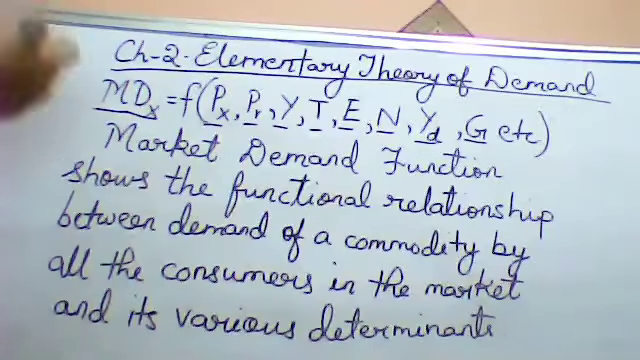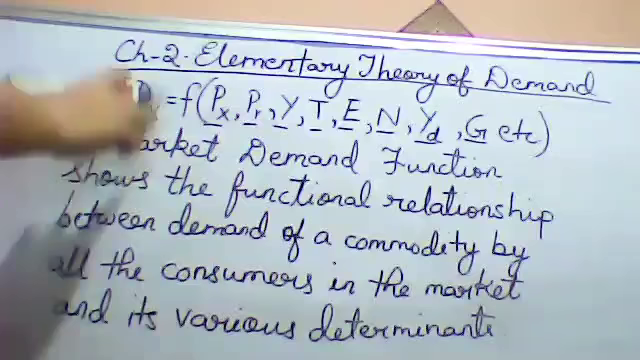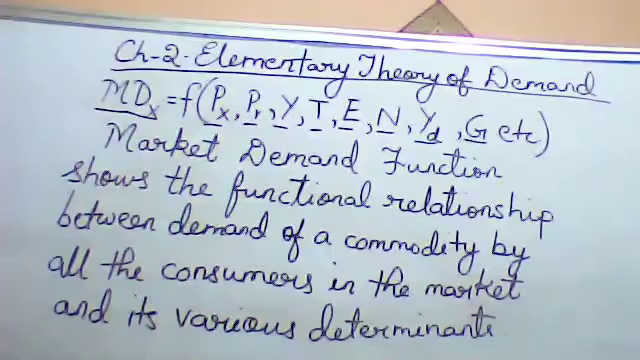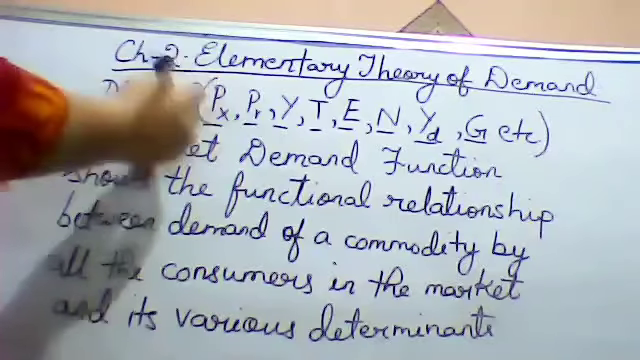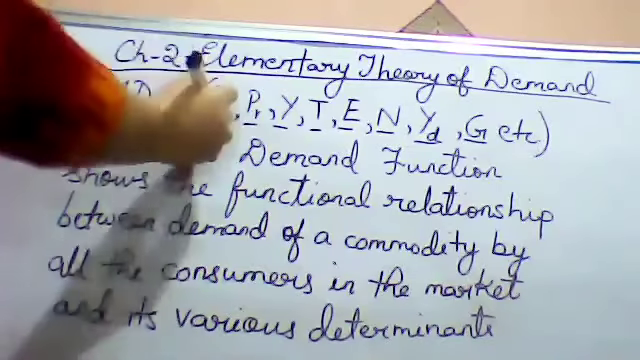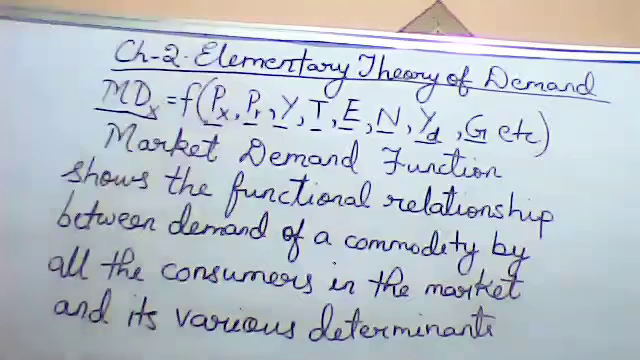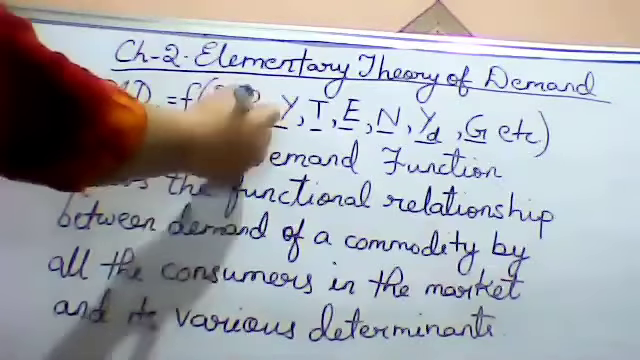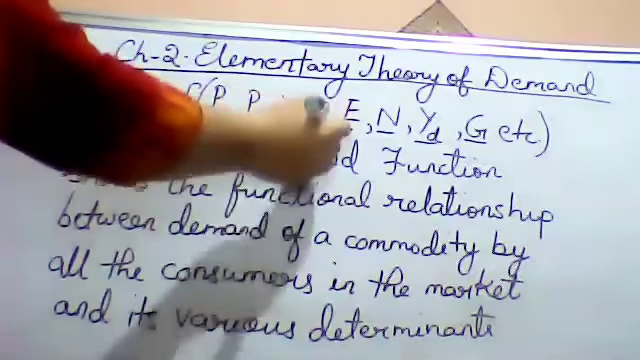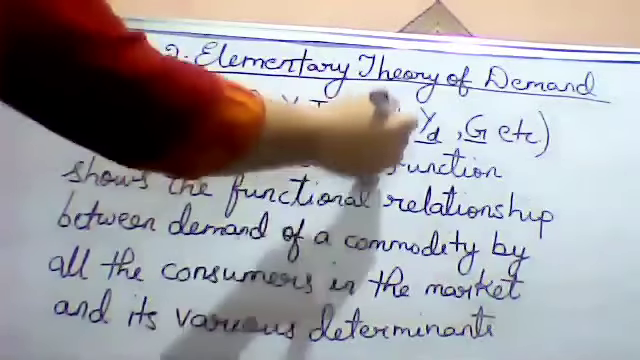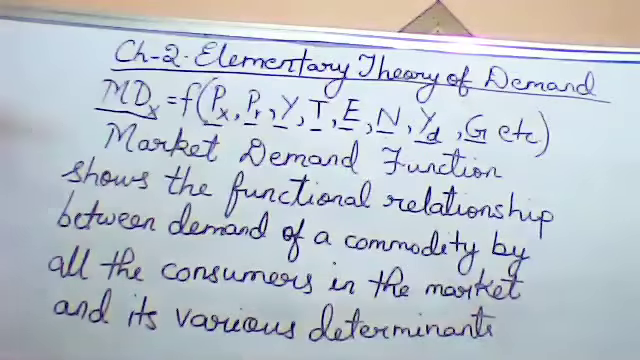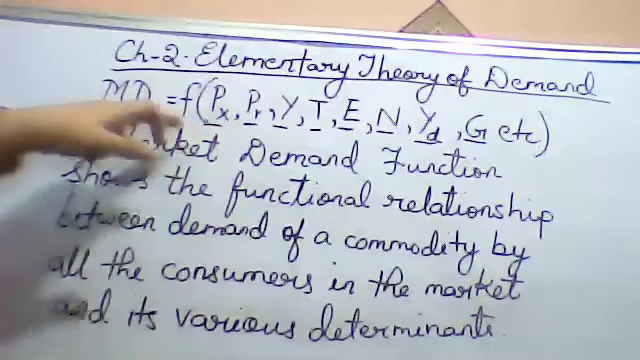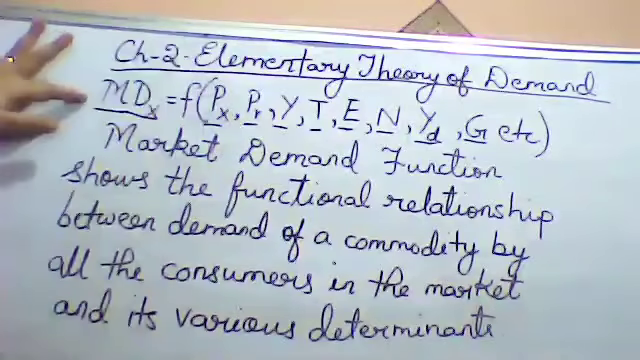So children, we are going to study market demand function. How is it shown? It is shown by this equation: MDX is equal to F. F is a functional relationship with what? With the factors affecting demand. What are the factors? PX, PR, Y, T, E, N, YD, G, etc. These are the different factors or determinants of market demand.